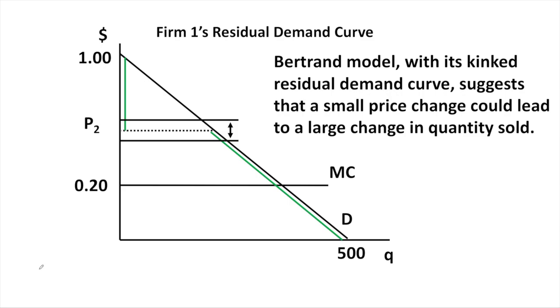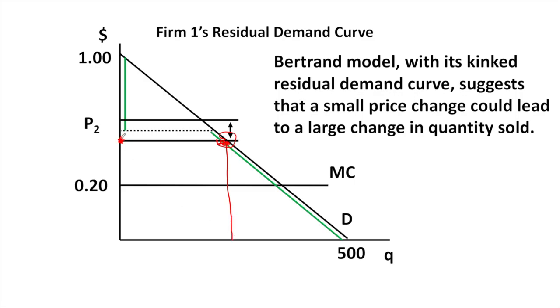Along with the outcome that price equals marginal cost, the Bertrand model also suggests that very small price changes can be met with very large changes in quantity. So here on the graph, you see firm 1's residual demand curve, and you can see what happens if the price changes just a little bit around the price that's set by firm 2. When the price is just a little lower than P2, the quantity demanded from firm 1 is way out here. So the price that's right here, the quantity demanded for firm 1 is here.